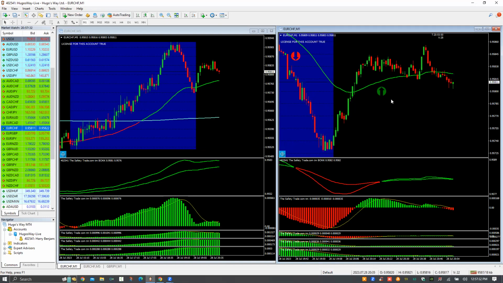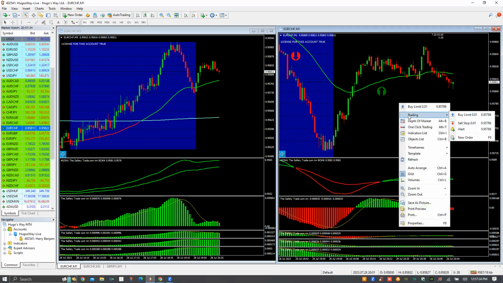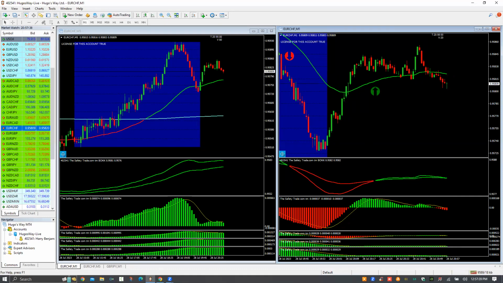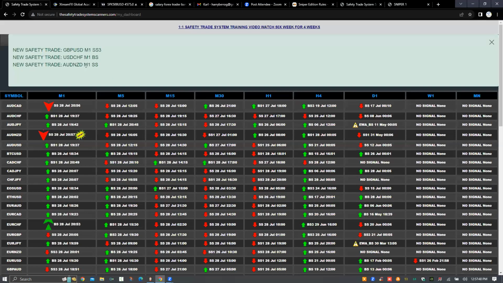New safety trade alert. Ooh, there's a new trade. Yep, let's go see what that's about. Laptop, yeah? All right, so there's 3 of them. Let me just quickly write them down. GBP USD, USD CHF, and AUD NZD.